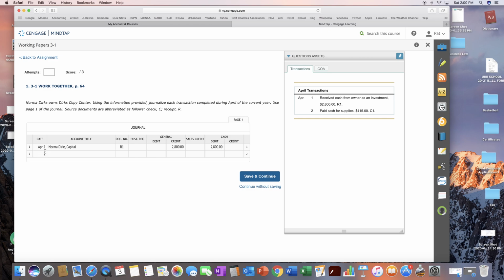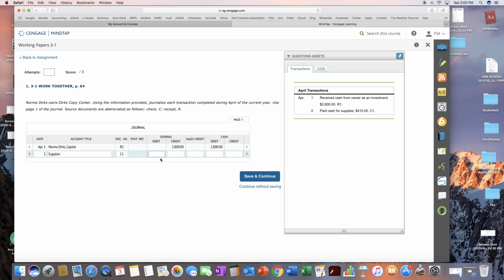So the second says paid cash for supplies, check. When you see check and you see paid cash, you know you're going to be crediting cash. We can't use cash again in the account title because it's in the special amounts columns. So what are we gaining, or what do we want to put in there? Supplies. And this is check 1. Again, those are all going to be numerical.